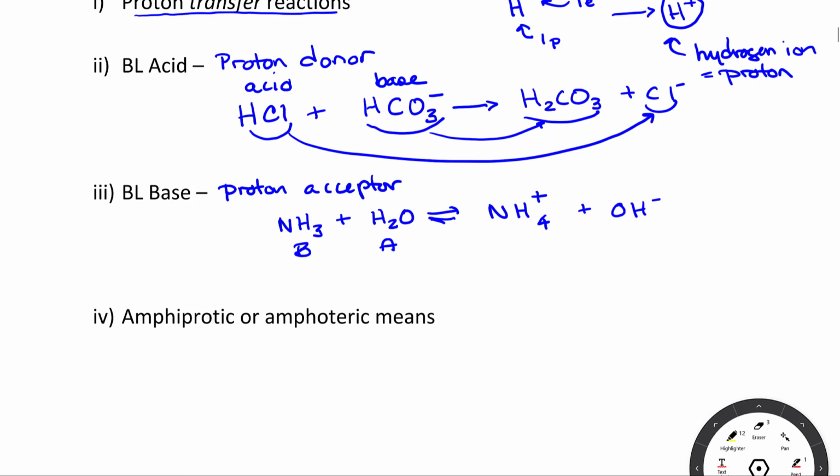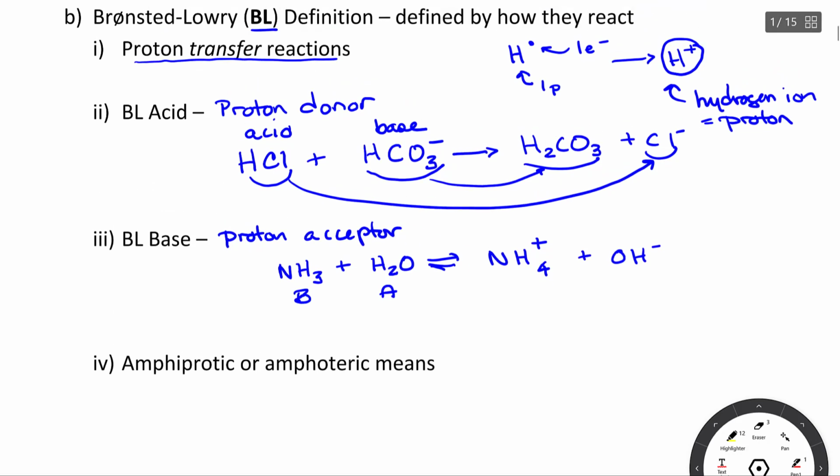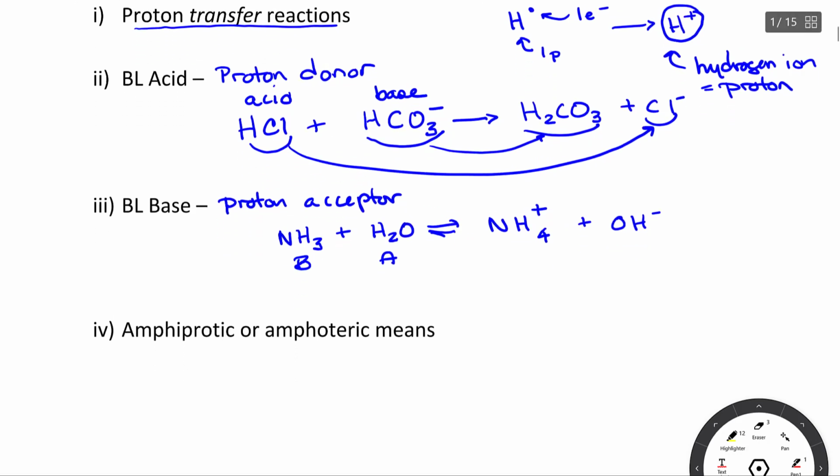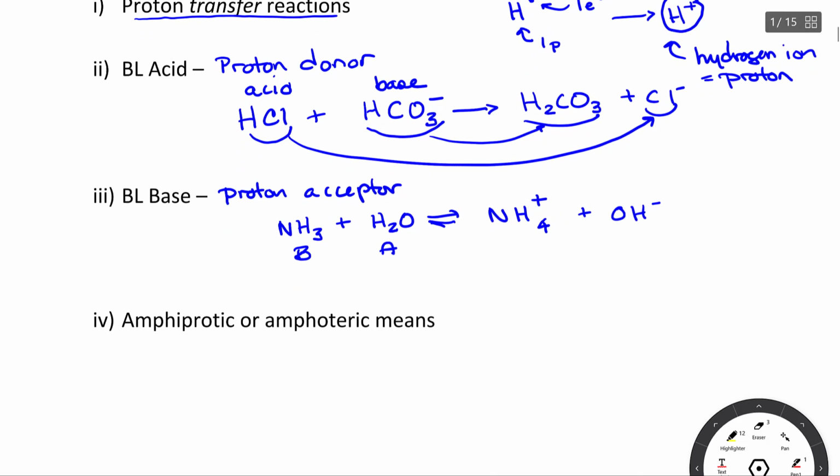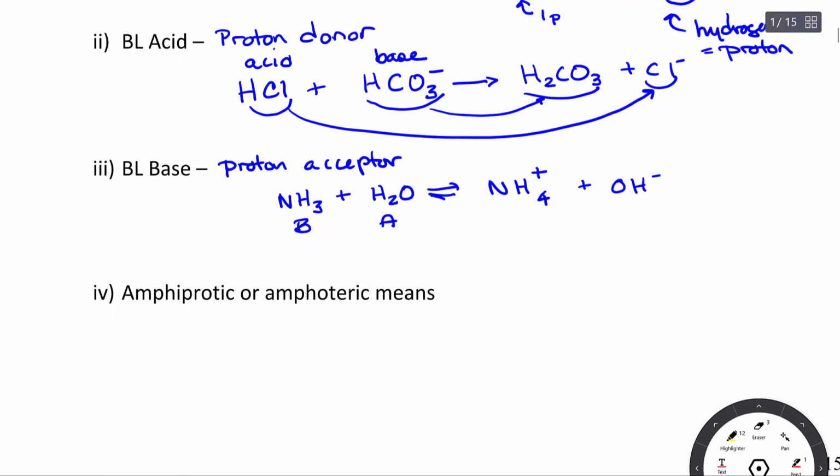Okay, so NH3 was the base, and you can tell that because it became NH4 plus. And remember, water as an acid donated a proton, and the proton has a positive charge, and so the positive charge went to the NH3 and gave me NH4 plus. That's because of the proton donation. H2O donated the proton to NH3, and as a result, it made OH minus.